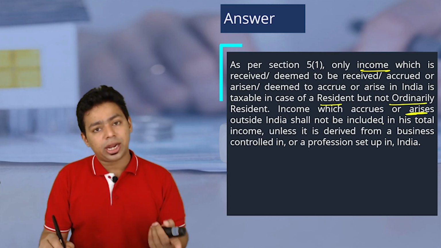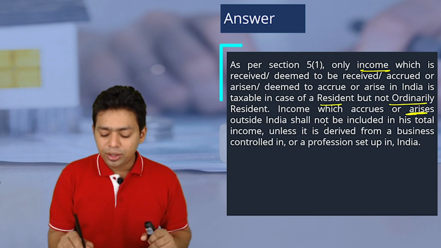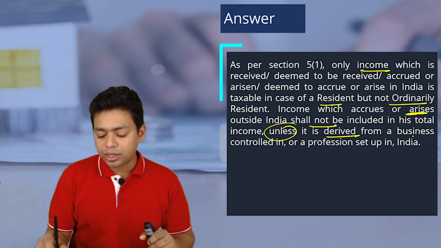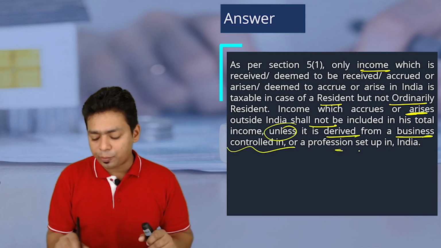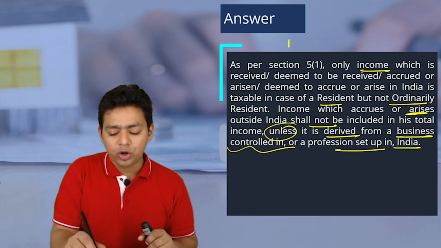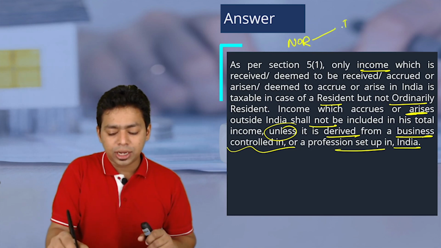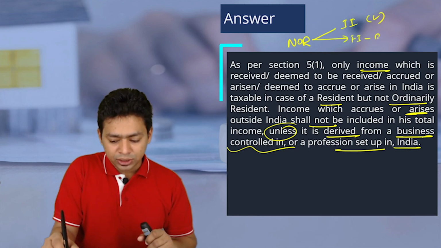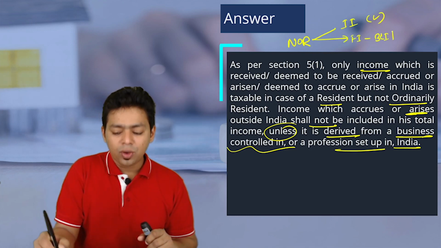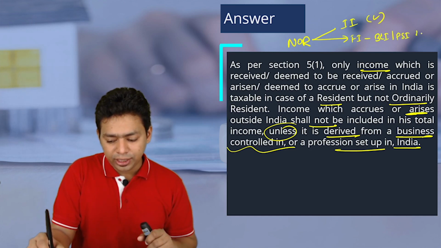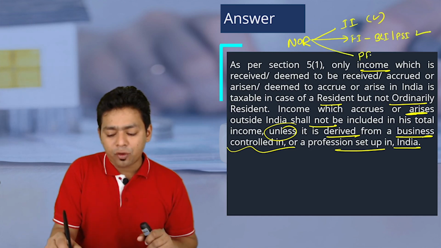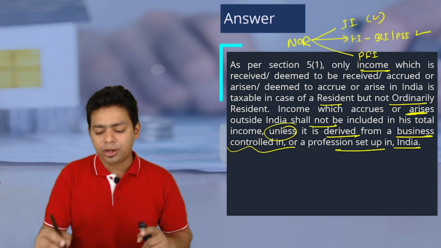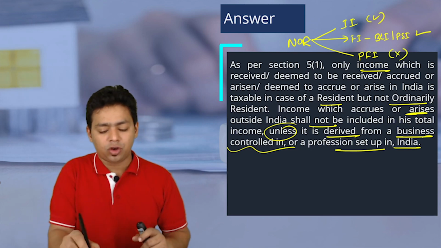Income which accrues or arises outside India, foreign income, shall not be included in his total income unless it is derived from business controlled in or profession set up in India. So what do you need to know about NOR? Indian income is taxable, yes. Foreign income but business controlled from India or profession set up in India is taxable. But pure foreign income, like foreign rental income or foreign dividend income, is not taxable in case of NOR.